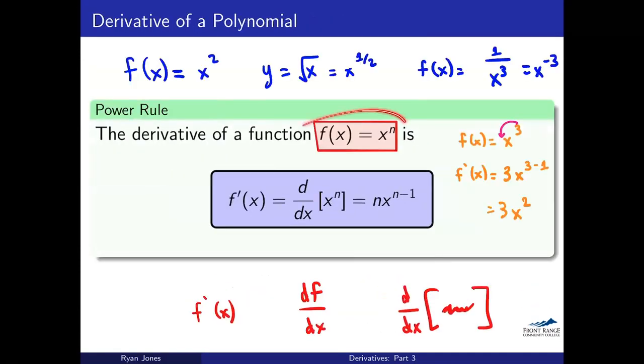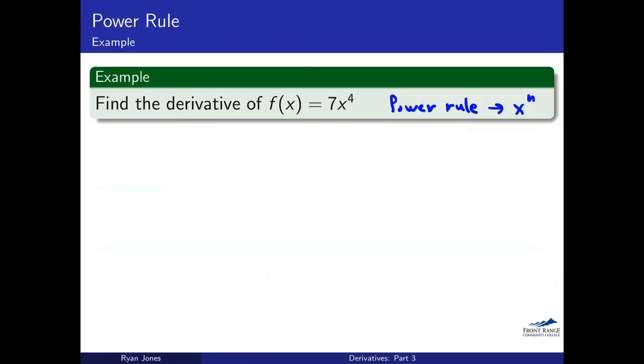Look, you told me that it has to look like x to the n, but you didn't say anything about a constant in front of it, right? And I have a 7 right out front. Well, that's exactly where this constant property is going to come in. I can basically forget that 7 for a second, and I can bring it back in at the very end. So let's go ahead and write out all this work here.